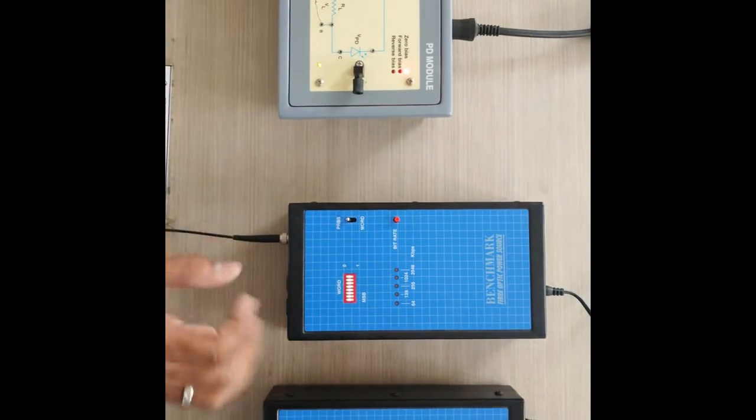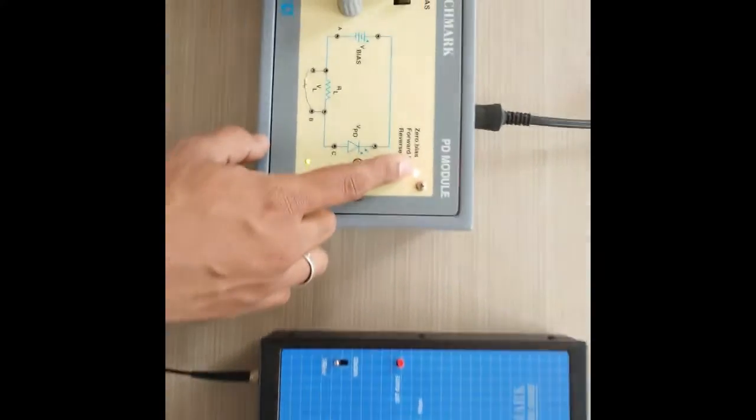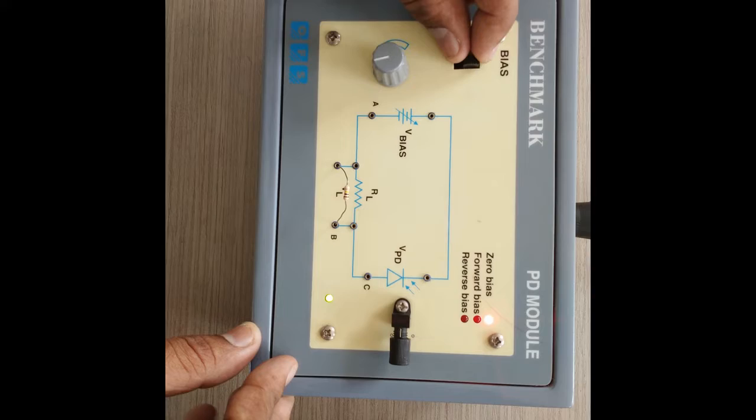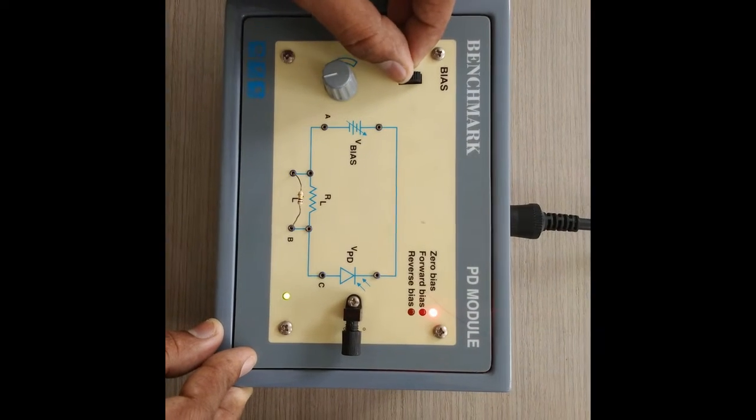So this is the setup for zero bias. First we are going to discuss the zero bias technique. Here you have a knob to control the biases. You have to select the zero bias first.